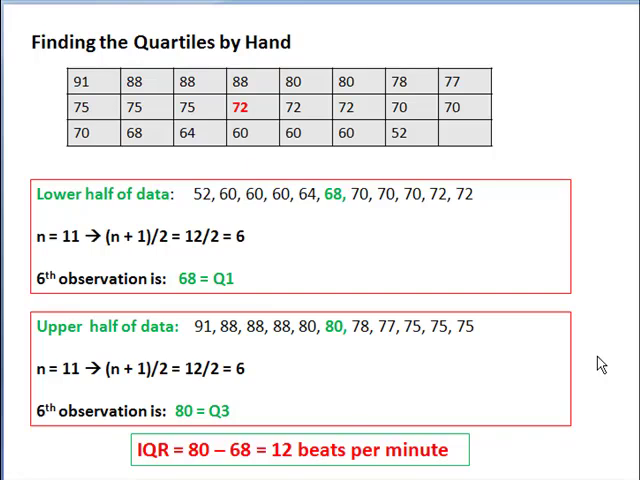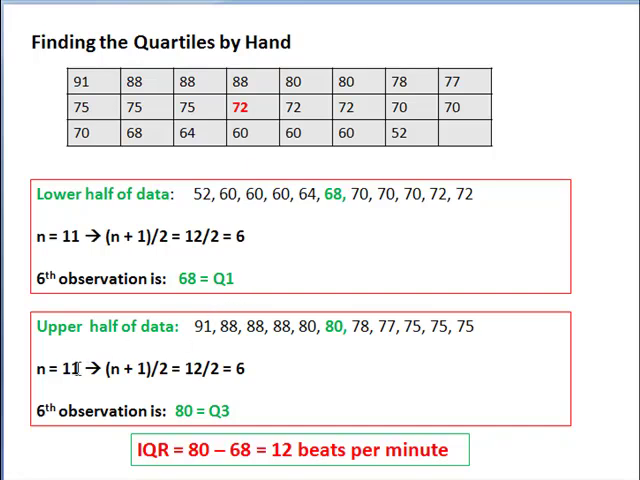If we apply the rule to finding where the median occurs, it occurs for each half of the data at the 12th data value. So specifically, the lower half of the data has 11 observations. So the middle observation of the lower half of the data will occur at the 12/2 or 6th observation. 1, 2, 3, 4, 5, 6. The middle of the lower half of the data, or Q1, is 68.